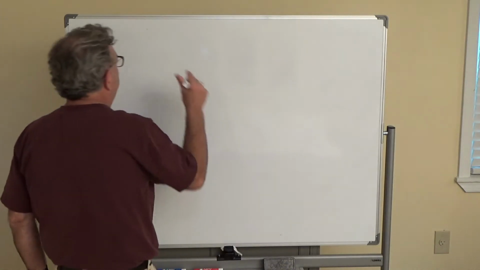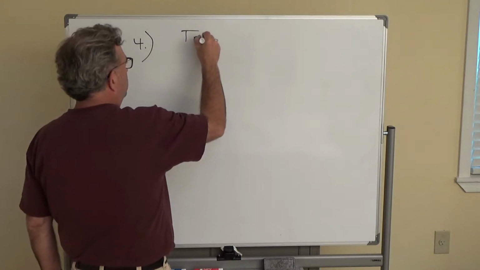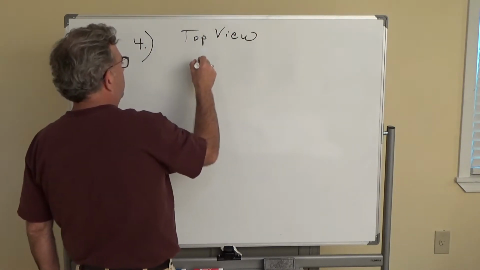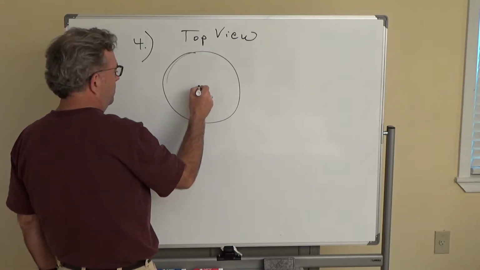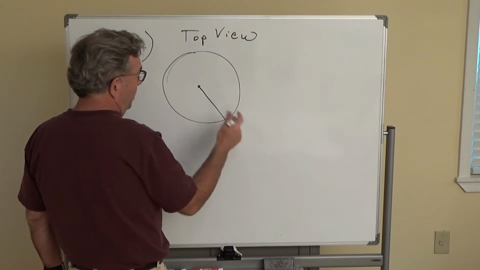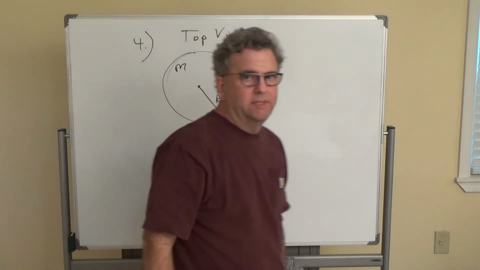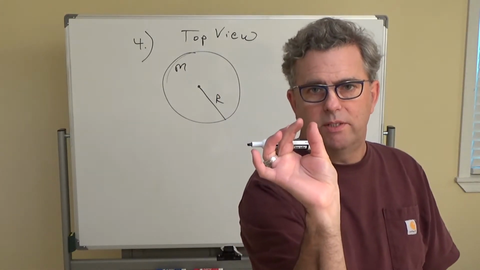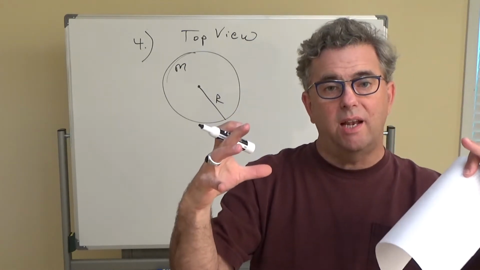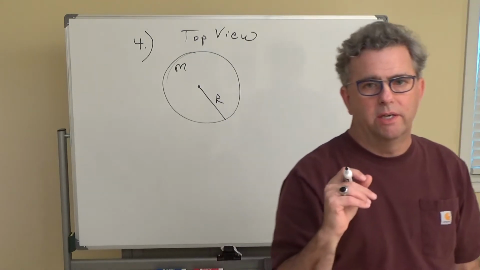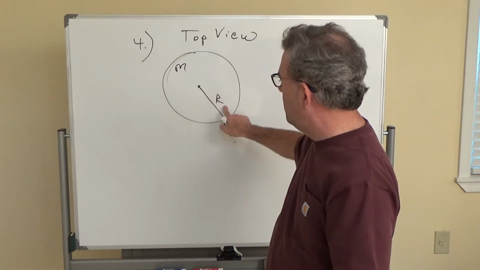For number 4, I'm drawing a top view. There's a turntable. Here's the axis of rotation. They say it's a cylinder. The moment of inertia for a cylinder is the same as a disc. A disc is just a thin little piece, a cross-section of a cylinder. So for a solid cylinder, the moment of inertia is just like a disc. It's mr squared over 2.